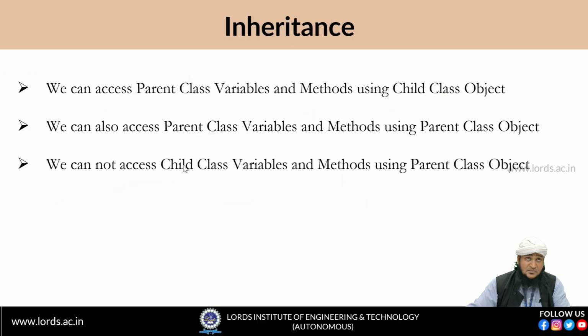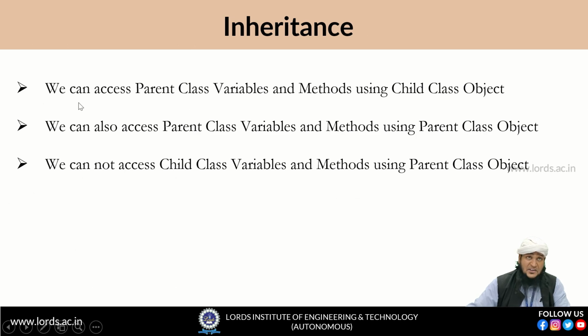I have given that this is a very important line for single inheritance. We can access parent class variable and method using child class objects, which I have just now executed and shown you. And second, we can also access parent class variable and method using a parent class object. That also I have shown you. And we cannot access child class variable and method using a parent class object. So these three conclusions are very important, everybody should remember.